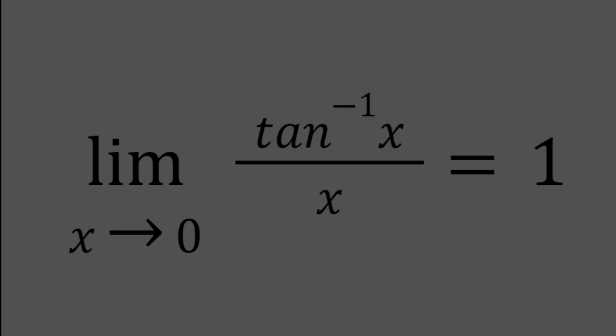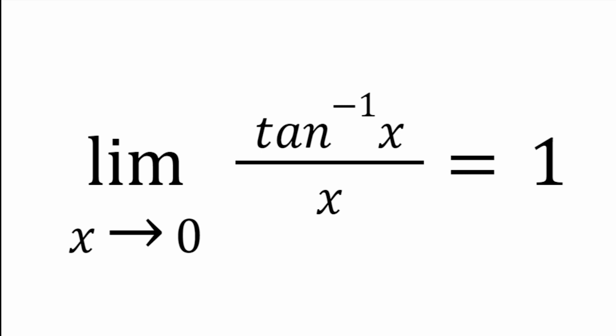So there's this rule, the limit of the arctangent of x divided by x as x approaches 0 equals 1. And I want to prove it.